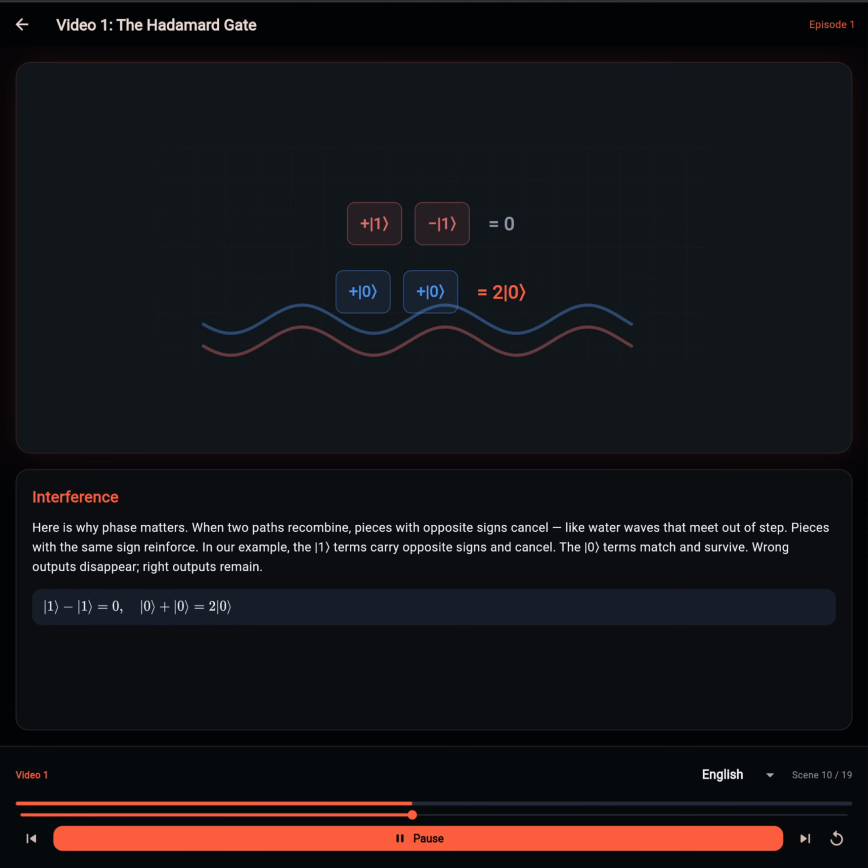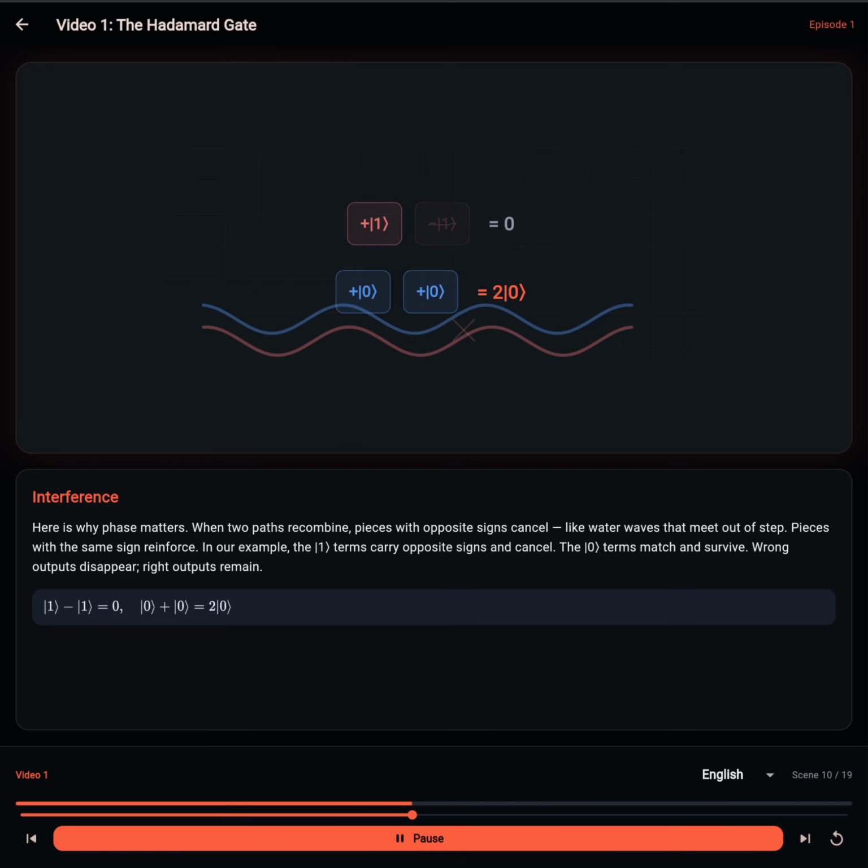Here is why phase matters. When two paths recombine, pieces with opposite signs cancel, like water waves that meet out of step. Pieces with the same sign reinforce. In our example, the 1 terms carry opposite signs and cancel.